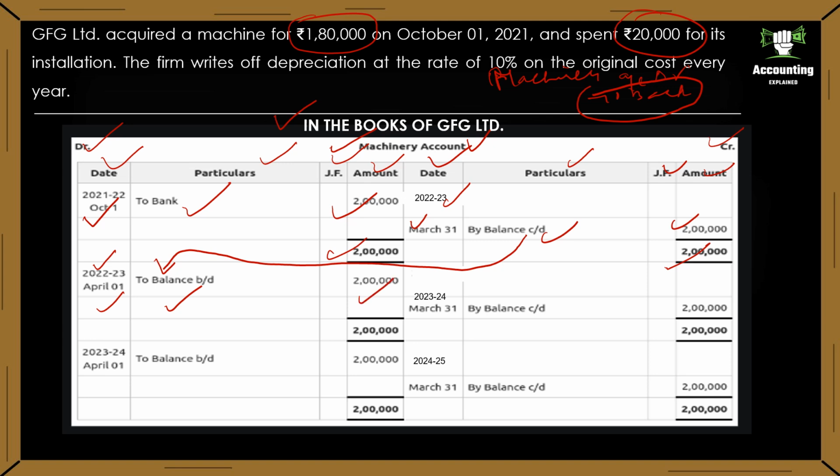Again there are no purchases or sales. Debit side total we are going to take to both the sides. On March 31, 23-24 by balance carried down 2 lakhs. This has to be brought forward on April 1, 23-24 to balance brought down 2 lakhs. No purchase or sales during the course of the year. So March 31, 24-25 it is by balance carried down 2 lakhs. Debit side total should be taken on both the sides. This is the machinery account.